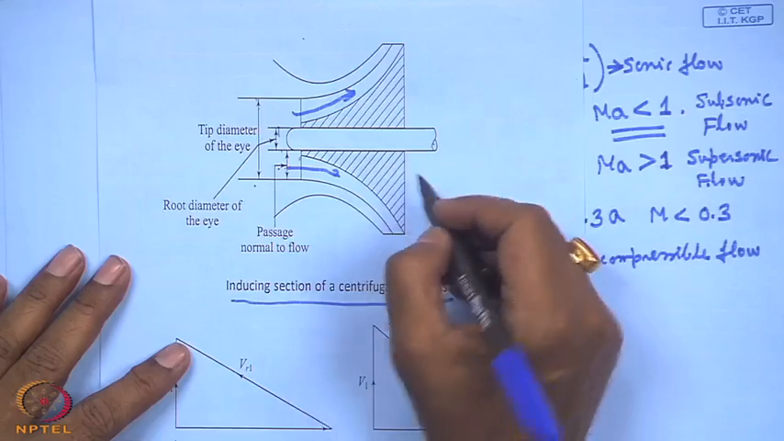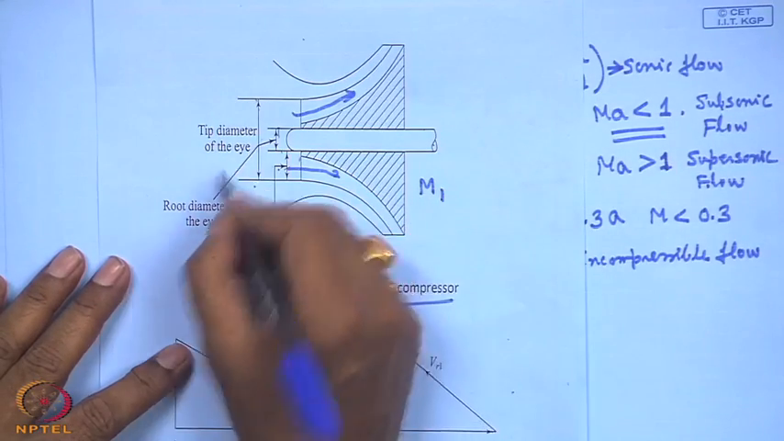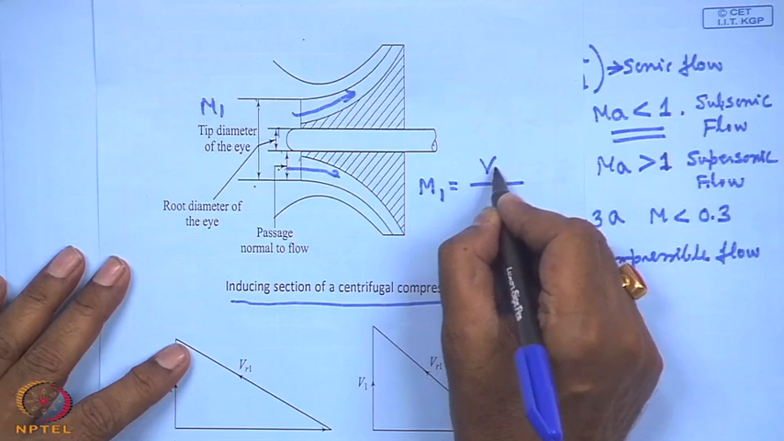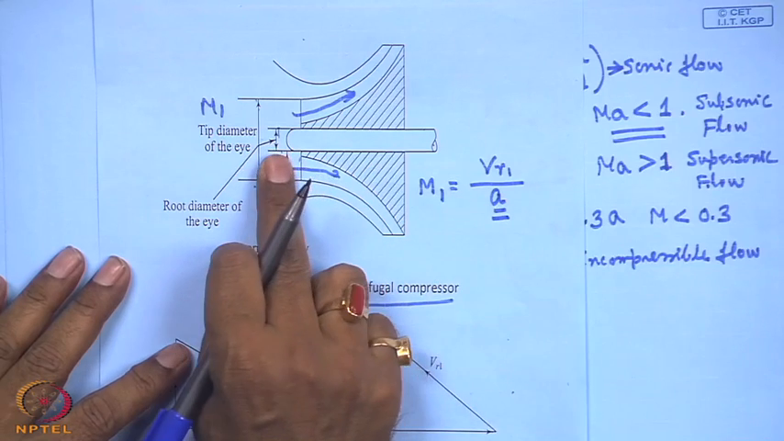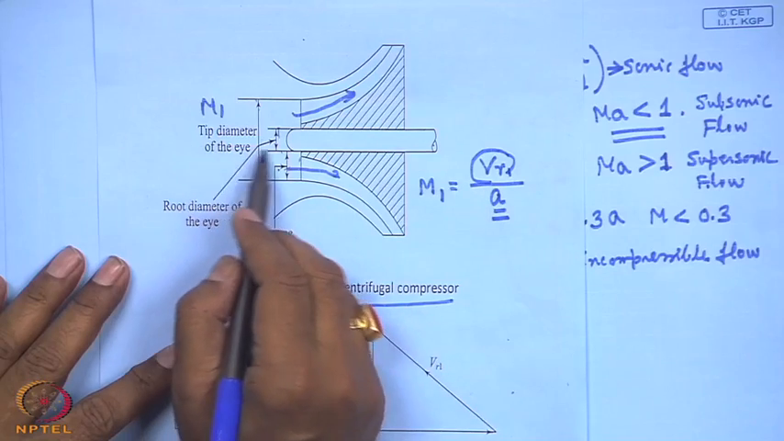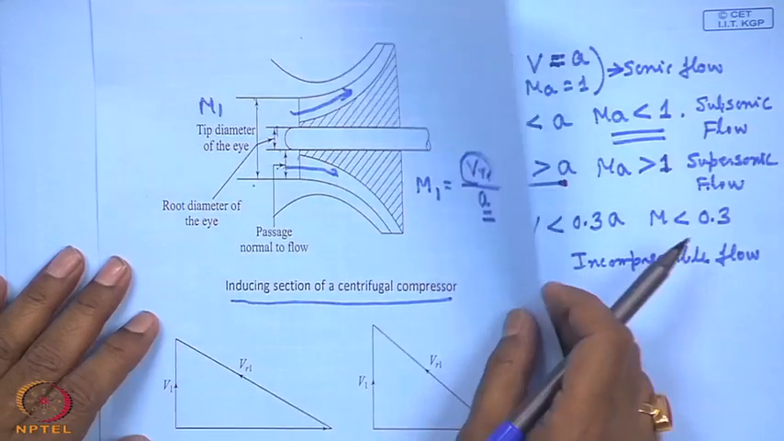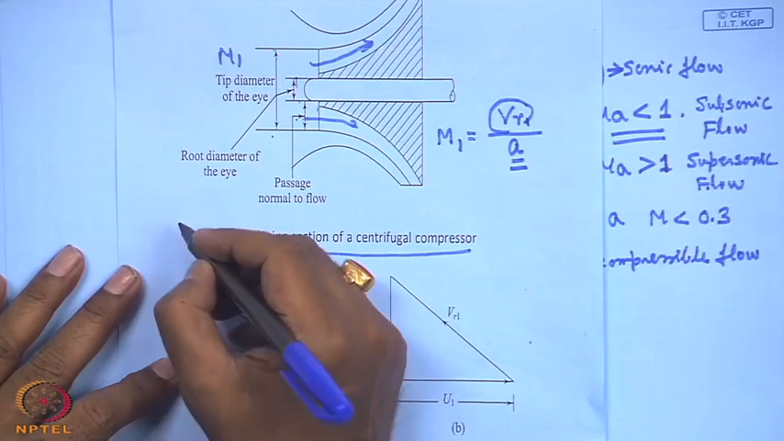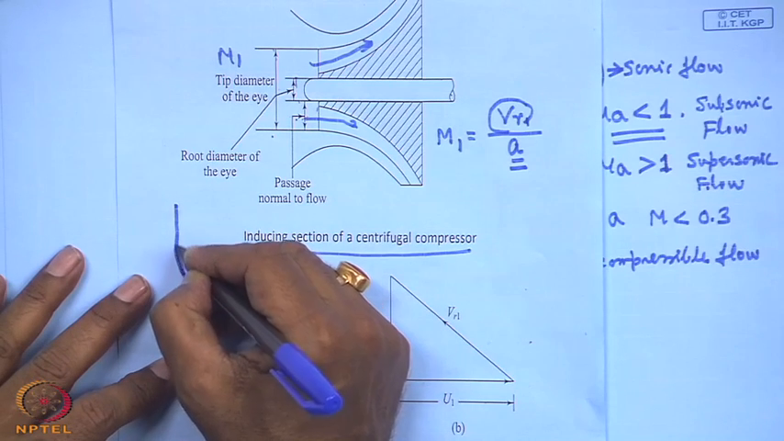Now, how do you define Mach number? As I told you, the Mach number at entry to the fluid has to be defined based on the relative velocity, that means VR1 divided by A. Now, A depends upon the fluid state here, but VR1 depends upon how the fluid is allowed to enter the impeller eye. As you remember, the impeller blade is like this, and at the eye the design is like this.